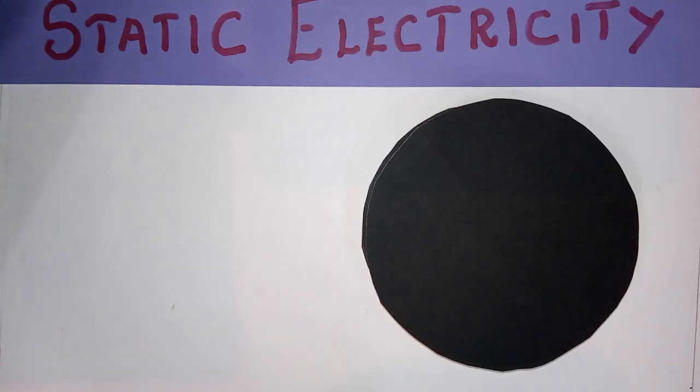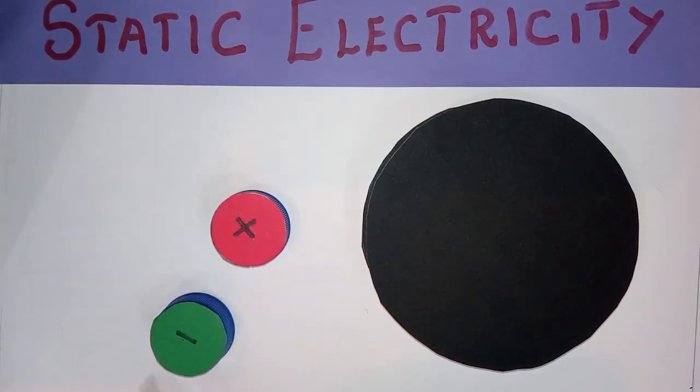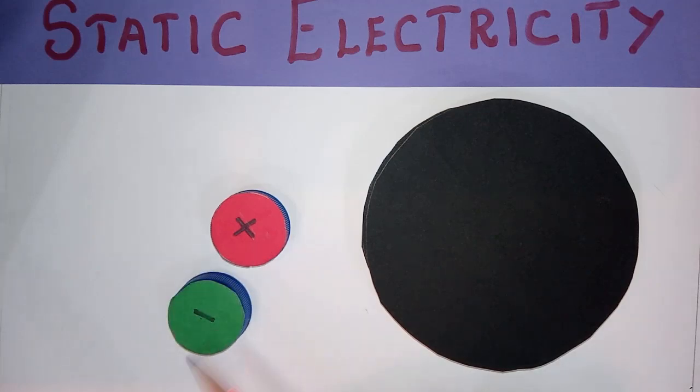Dear students, in this video you will learn a few important things about the static electricity topic. I hope you are familiar with two types of charges, positive charge and negative charge. Proton has positive charge and electron has negative charge. Like charges repel each other and unlike charges attract each other. These things you know very well, right?